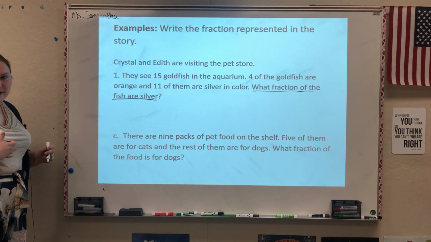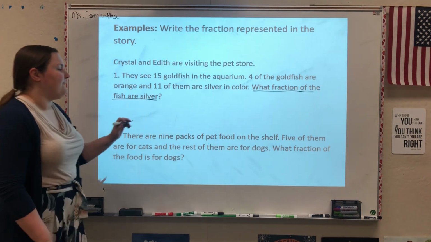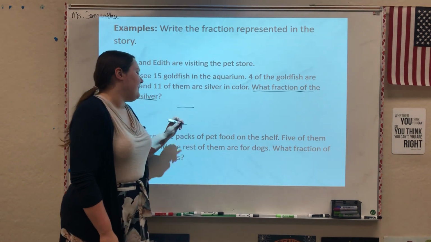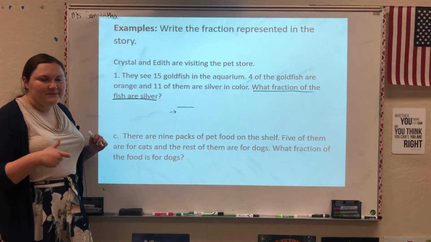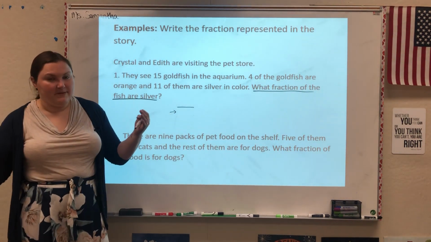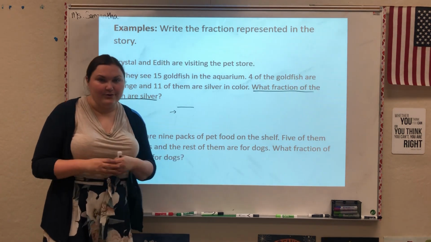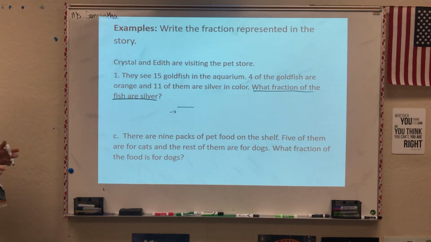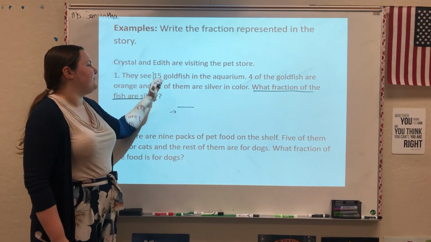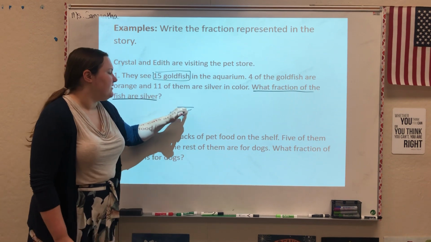Just like our other problems, there's going to be 2 numbers I need to find to write my fraction. I'm going to start for this problem with that bottom number. Remember, that bottom number is always your total. Maybe the total parts in your whole, the total number in the set. Here, what is the total? Here the total is those 15 goldfish.